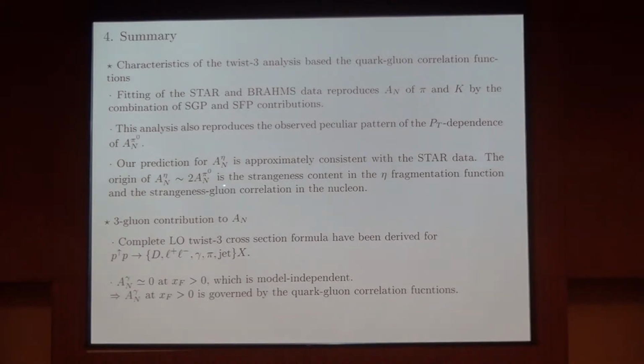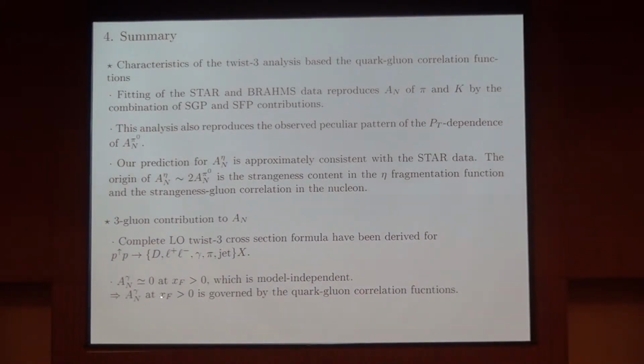The origin of this result is the strangeness content in the eta fragmentation function and the strange gluon correlation in the nucleon. For the three gluon correlation part, we have derived the complete leading order twist-3 cross-section formula for these processes, although I didn't have time to discuss the detail.